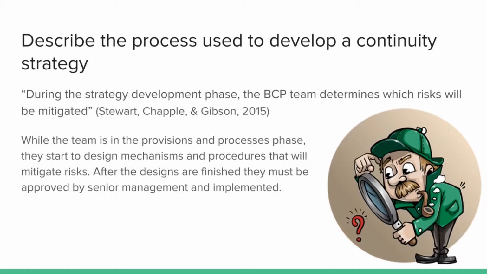For the exam essentials, you also would need to know how to describe the process used to develop a continuity strategy. So during the strategy development phase, the BCP team determines which risks will be mitigated. While the team is in the provisions and processes phase, they start to design mechanisms and procedures that will mitigate risks. After the designs are finished, they must be approved by senior management and implemented.